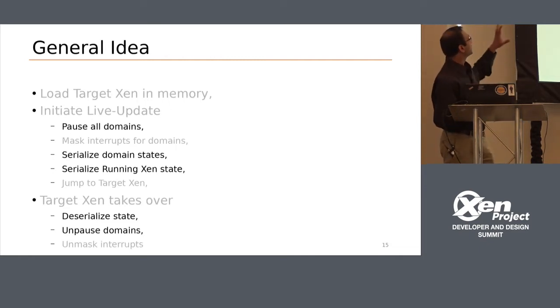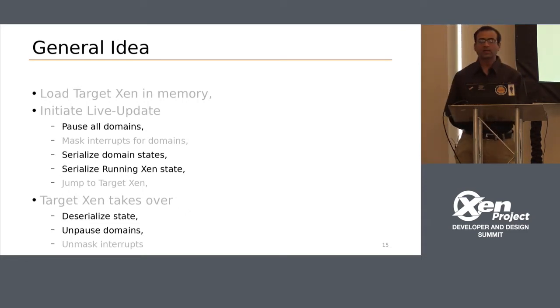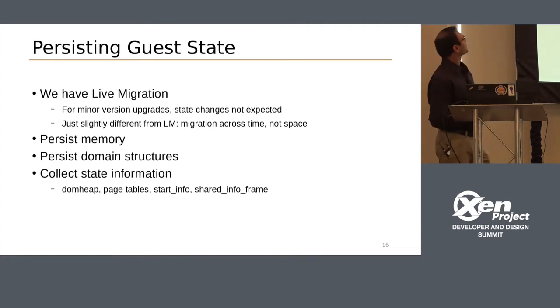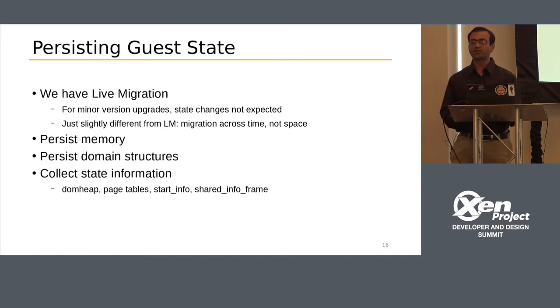Okay, let's look at the other parts of the problem. To pause the domain, serialize and deserialize the current state, we already have a nicely fitting mechanism for this as well, which is live migration. We could easily use the live migration infrastructure because at least in minor versions, we don't expect any state changes. Some might sneak in, but it should be a problem that we can easily work around.